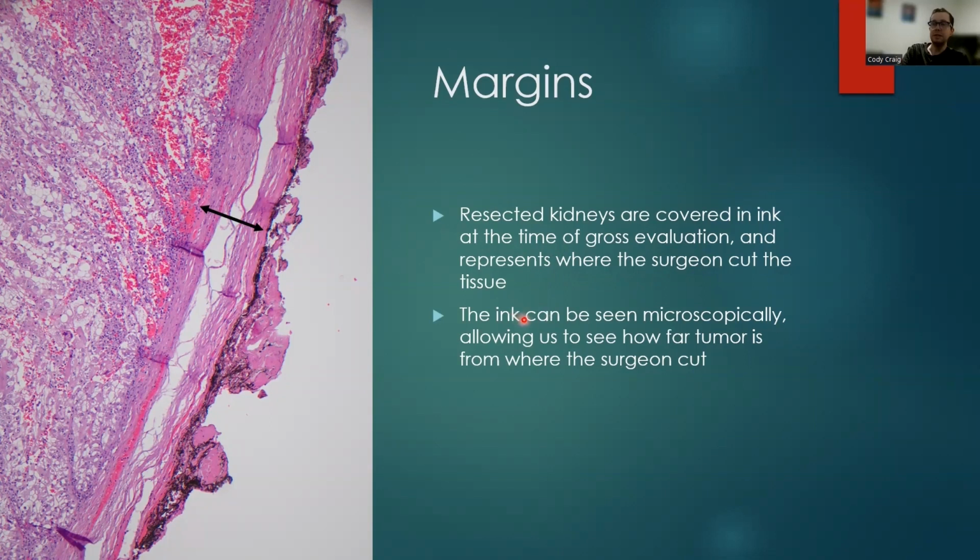And we use ink because that can be seen under the microscope. So we see this black ink on the outside edge of the tissue right next to the tumor here. And so we can actually measure how far the tumor is from the ink and see how far that margin is away from the tumor.